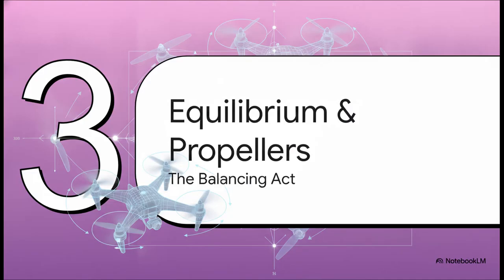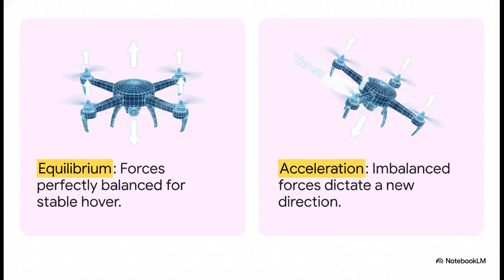Which brings us to Section 3, Equilibrium and Propellers, the balancing act. You know, hovering might look like the drone is doing absolutely nothing, but physically, it's incredibly active. When lift exactly equals weight and thrust exactly equals drag, the drone is in a state of perfect equilibrium. It just hovers there, suspended. But the very second we want to move, we have to disrupt that peace. Acceleration, meaning movement in any direction, requires an intentional imbalance of these forces.